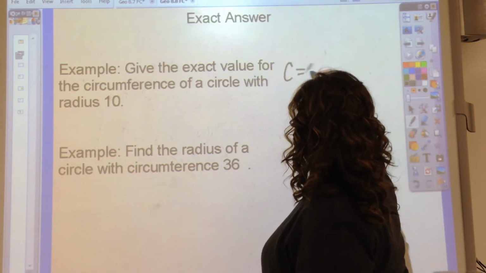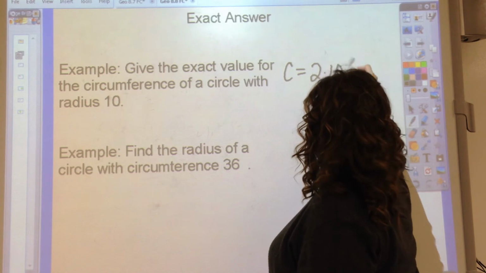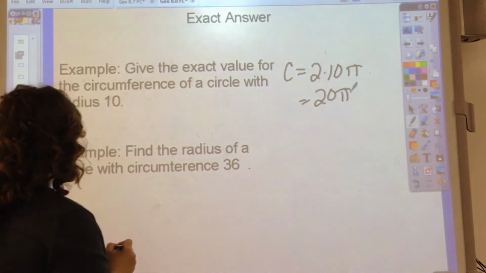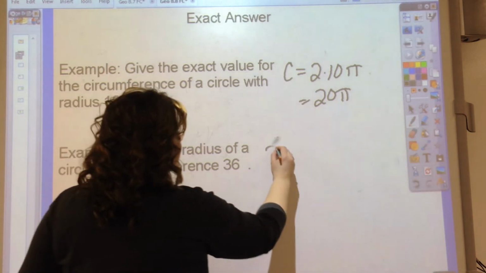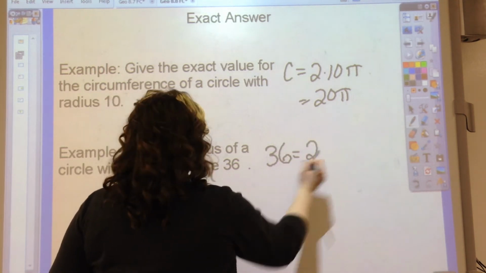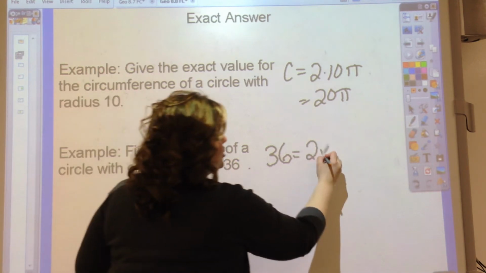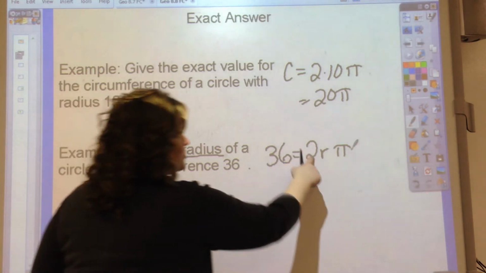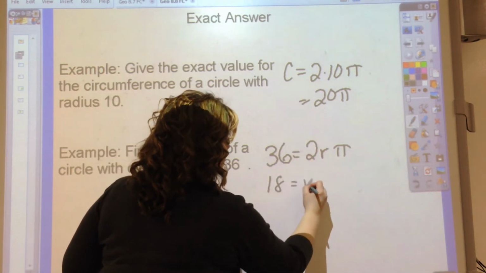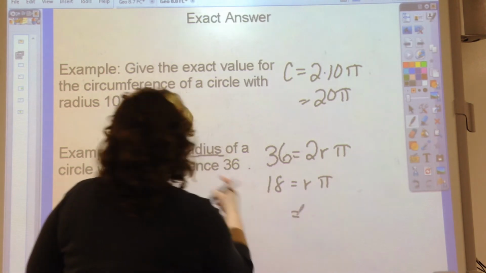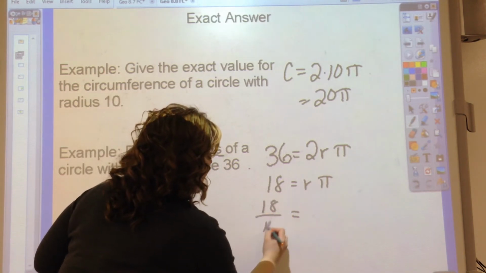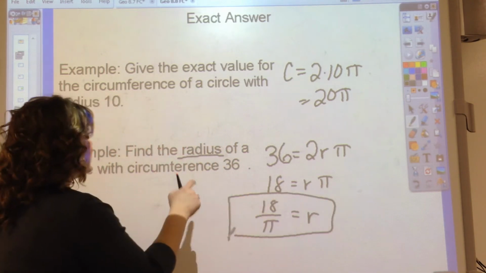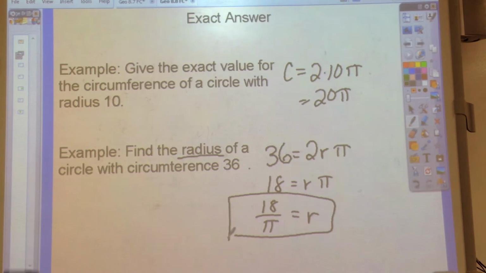We would simply take 2 times the radius times pi, 20 pi. Find the radius of a circle with circumference 36. Now I'm telling you the circumference, and we're looking for the radius. So I set it equal to its formula. And I divide both sides by 2, and I get 18. And then notice that my radius is going to have to be 18 divided by pi. When you divide on both sides, this would be the exact value of your radius.